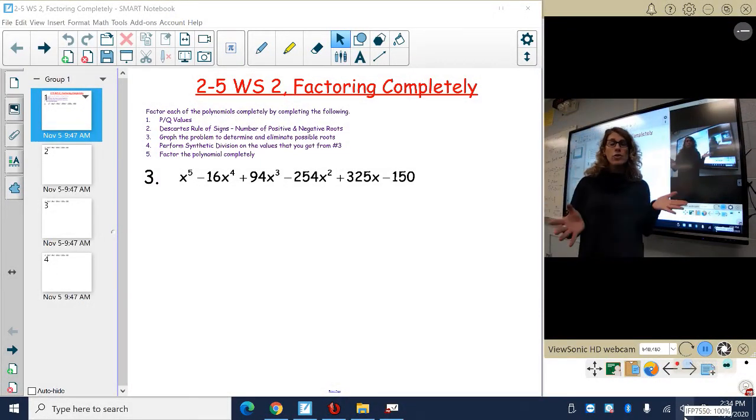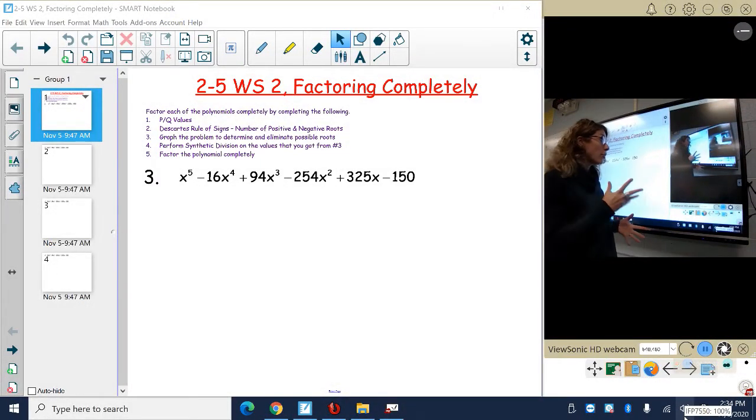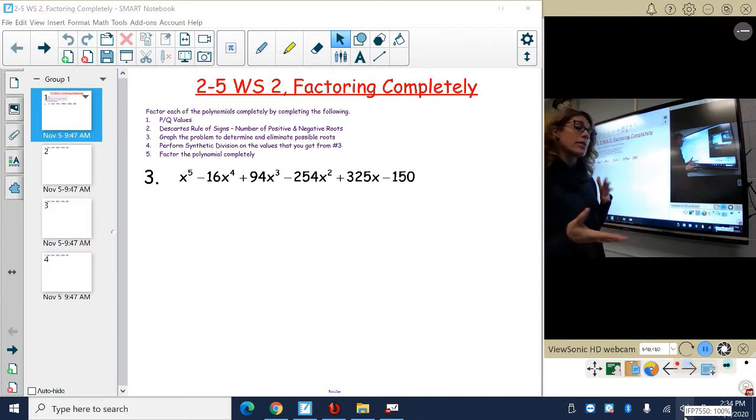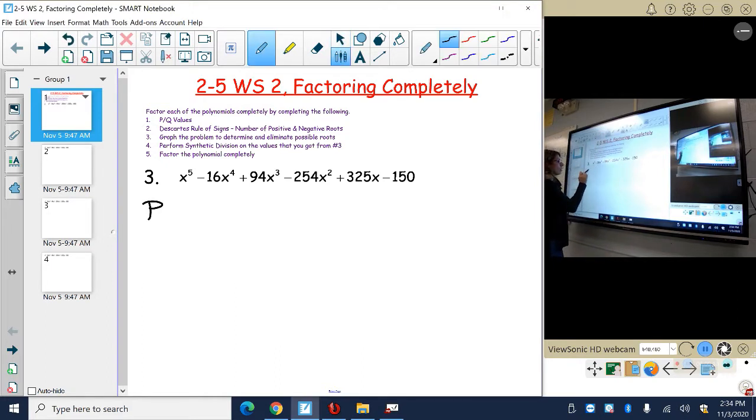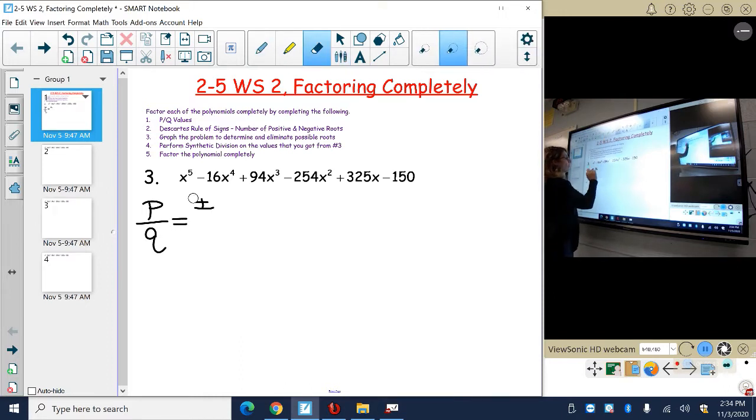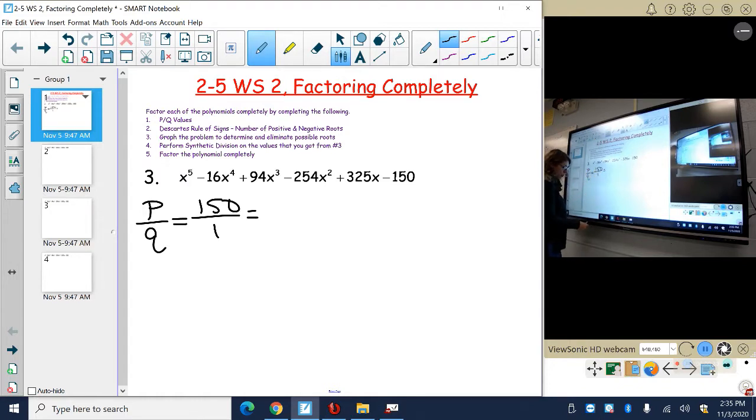Okay, we're going to go ahead and do 2.5 worksheet 2, and we're going to start with number 3. It's exactly the same procedure as the last worksheet, except they're a little bit more detailed, with higher numbers. So, step 1, P over Q. If I'm doing P over Q, I need all the factors of 150 over 1. Now, I'm going to show you the easy way to do it.